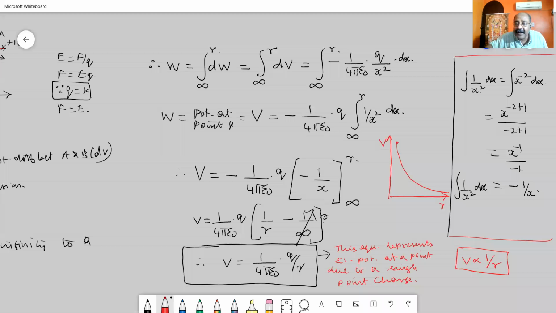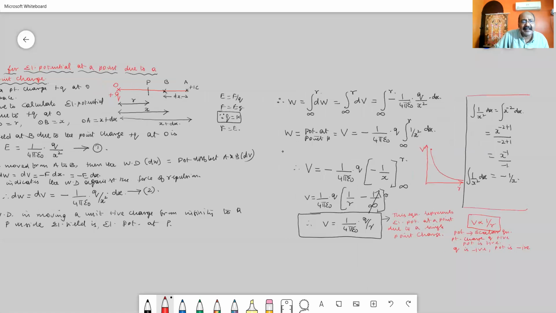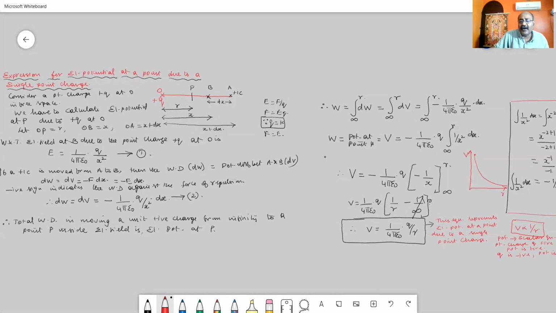The important point is that potential is a scalar quantity. If the point charge Q that you have considered is positive, then the potential is also positive. If the point charge Q is negative, then the potential is also taken to be negative. Any difficulty? I have written it all on a single page.